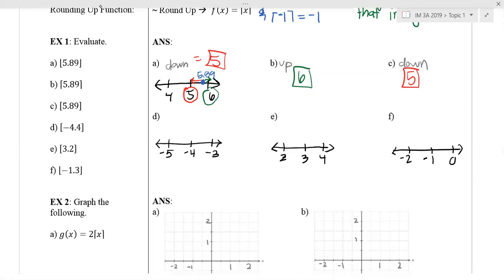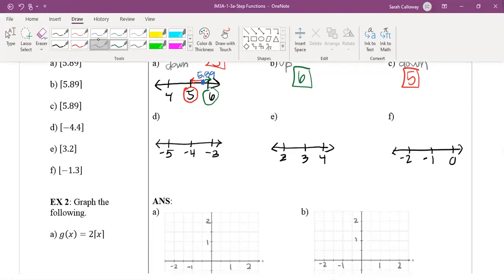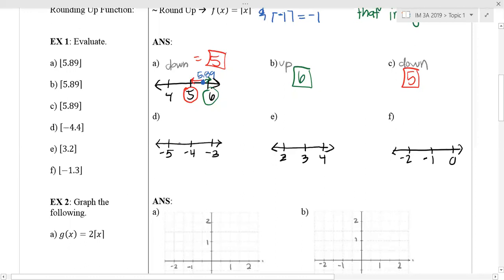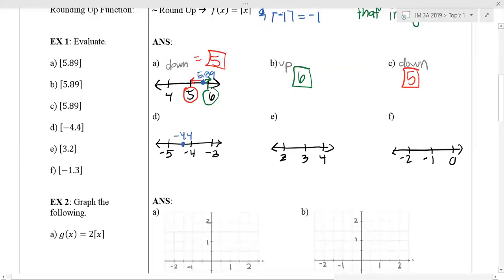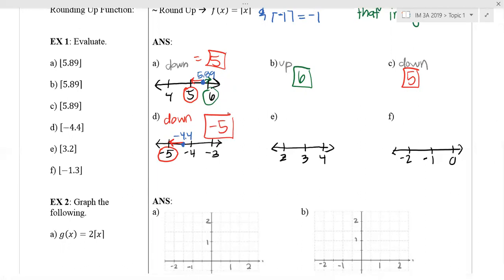For part D, I have a negative number, -4.4. And so -4.4 is somewhere between -4 and -5. Notation-wise, this is asking us to round the number down. So I'm rounding -4.4 down, and the nearest integer down, so to the left, is -5. So the answer for this problem is -5. Again, down I'm going to the left, up I'm going to the right.